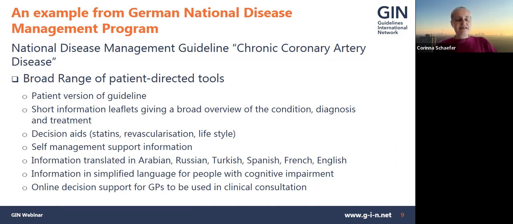We translate, as Karen also said, our information in only 6 languages. These are the most important in our migrant communities, which is Arabian, Russian, Turkish, Spanish, French, and English. However, there would be others that would be interesting as well, but as all of us have limited resources, we decided to focus on these.